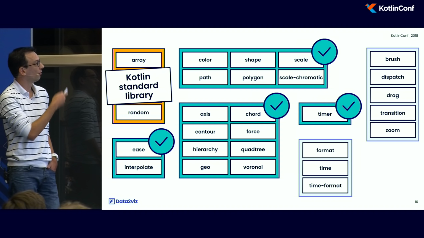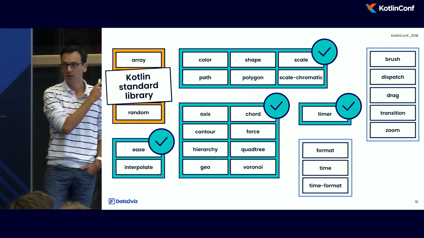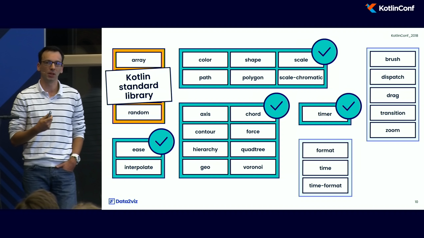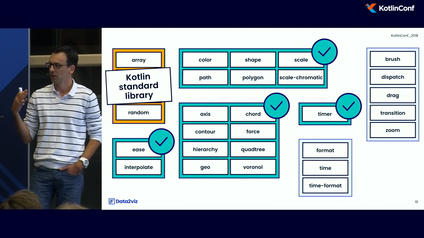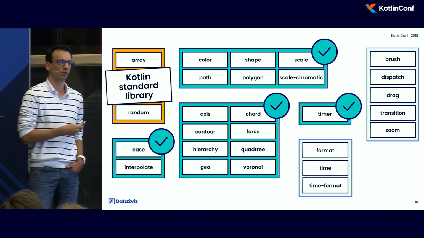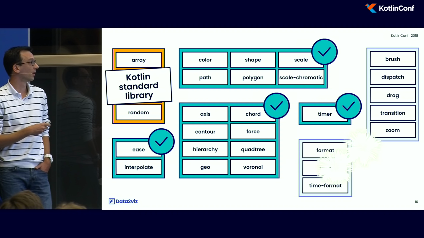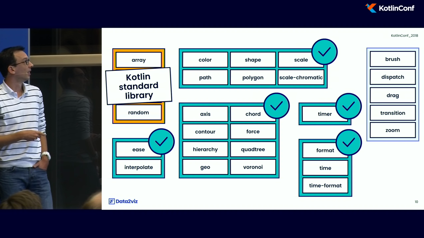And then you have 3 modules, 2 for formatting and 1 for time. We had to port this time module in our library, as right now in Kotlin multi-platform, you do not have access to some date and time functions. So we have done this.